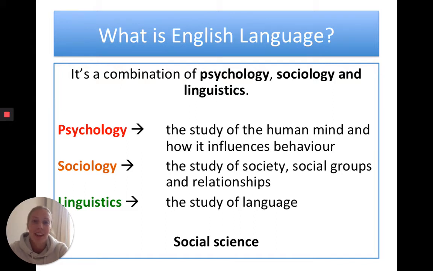So I want to begin by just recapping really on what English language is, and it's a subject which is unlike anything else that you'll have studied before. It's what we call a social science, and by that what I mean is it includes the following three elements. So it includes psychology, which is the study of an individual and the human mind and what influences their behaviour. It's a study of sociology, very similar to psychology, but instead we look at groups of people and how they function within society. And finally, it's made up of linguistics, which in simple terms is just the study of language.